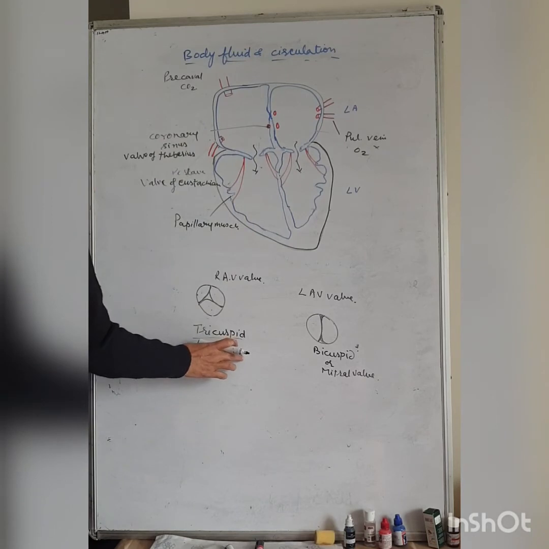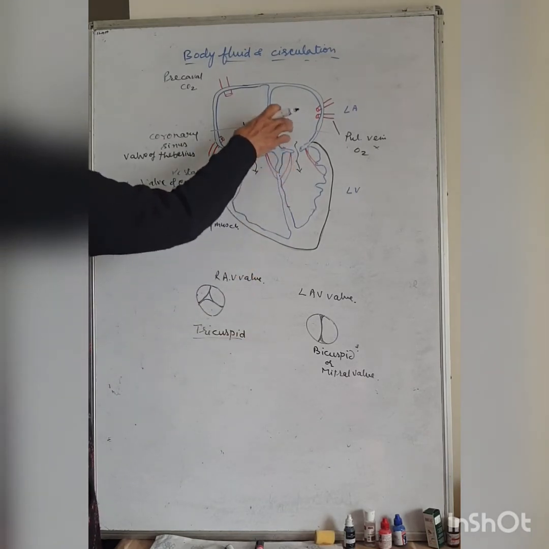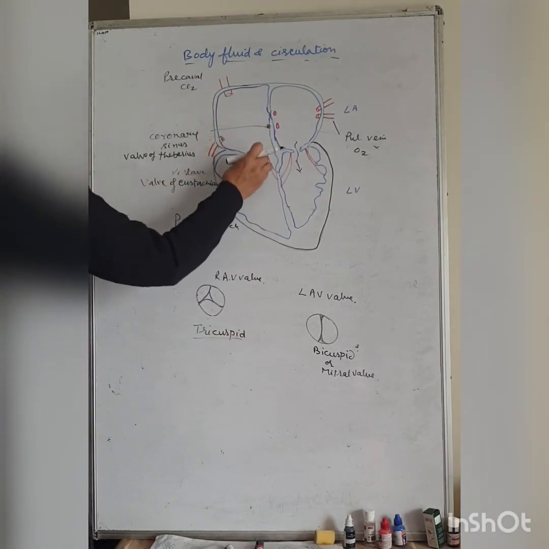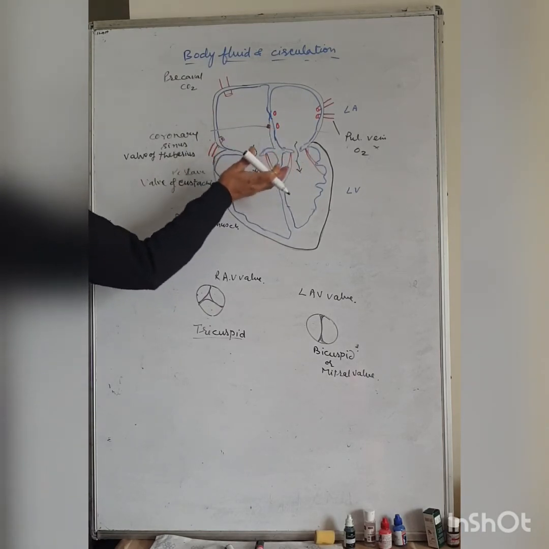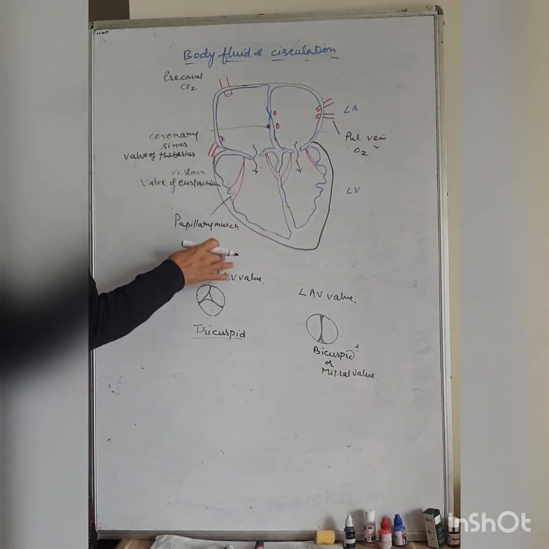So these walls also prevent the backflow of the blood. These walls are pocket shaped. They do not allow the blood to flow in both directions.